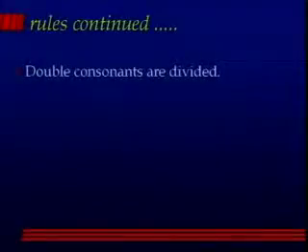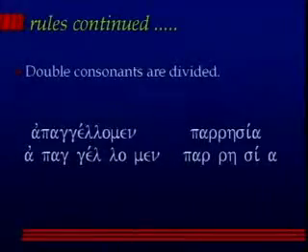And then here, double consonants are divided. Notice as we walk throughout this particular example, in the first word, apangelamen, you've got a double lambda. All right, well, you're going to separate those two. They're double consonants, if you will. So, apangelamen is the way we would work those out in terms of syllabification. Paresia is the second example. Notice you've got two rows. Separate them. Paresia. Okay?